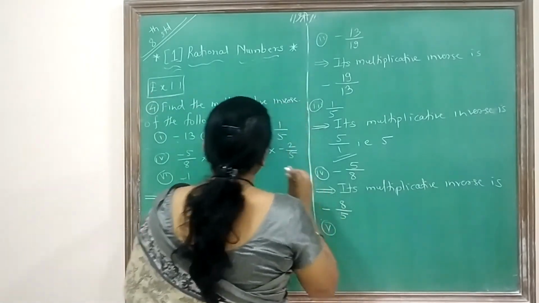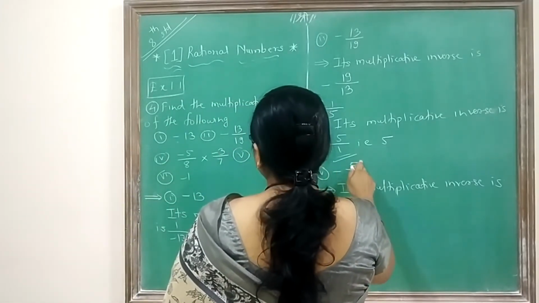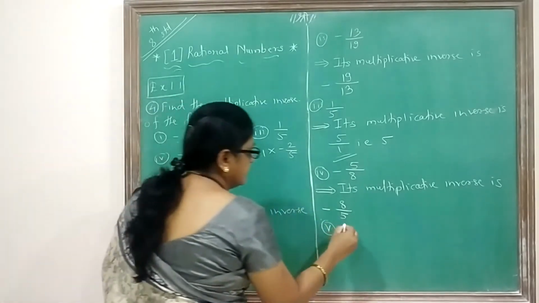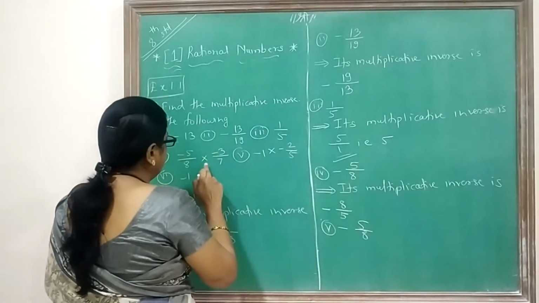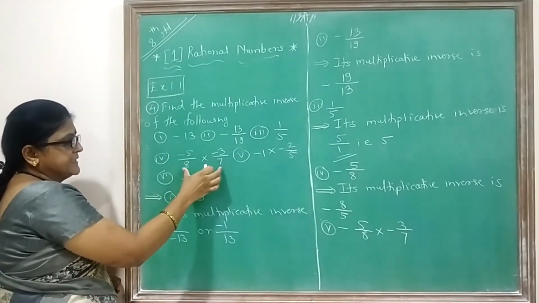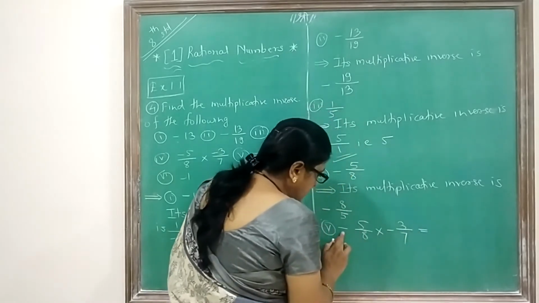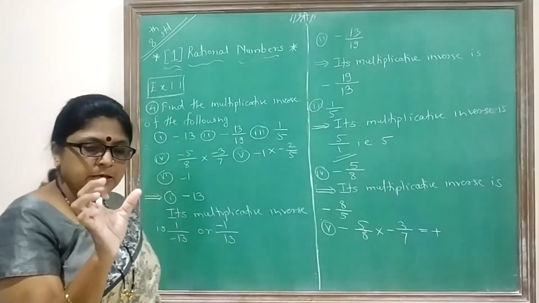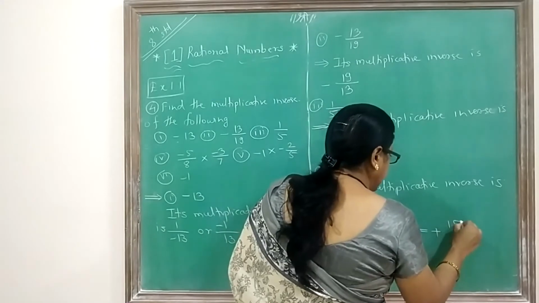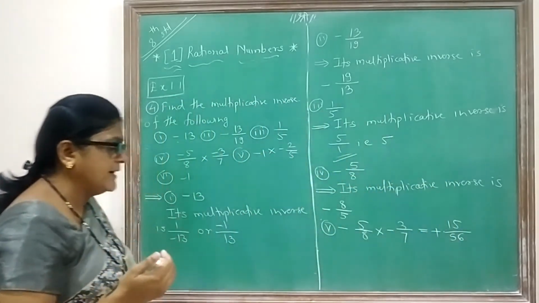Then your fifth example is what? This is your third example. This is your fourth example. Here your example is minus 5 by 8 into minus 3 by 7. Here two numbers are present. First you will multiply and then you will write its multiplicative inverse. Here minus minus will be plus, because the multiplication sign is taken. Then 5 into 3 is 15 divided by 8 into 7 is 56. It means 15 divided by 56.